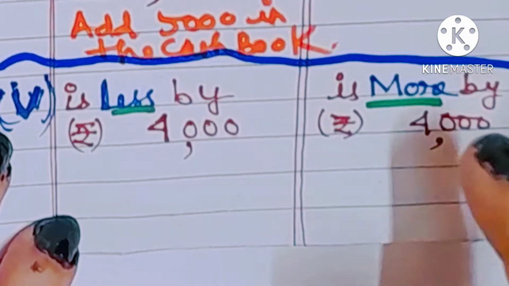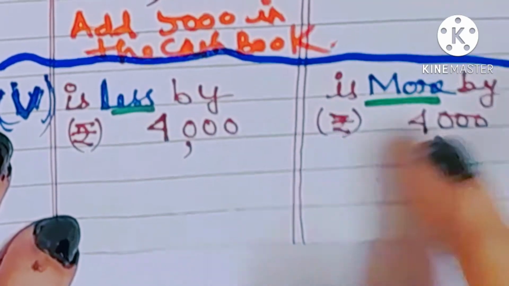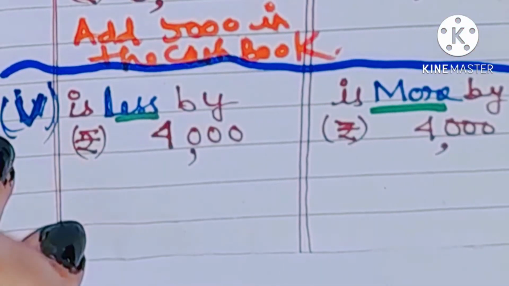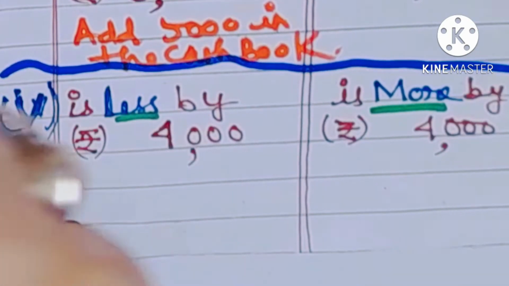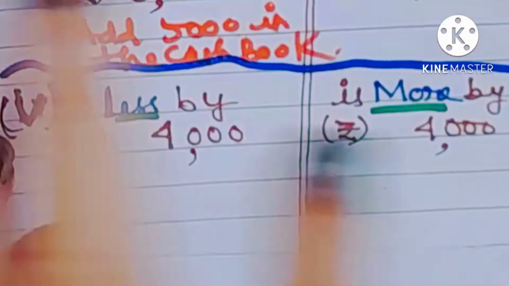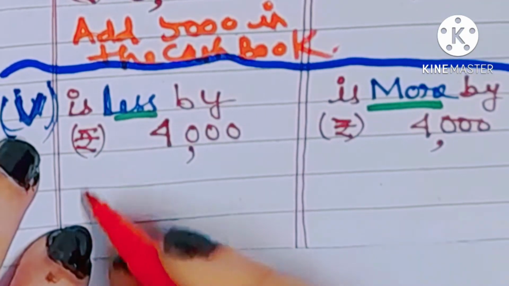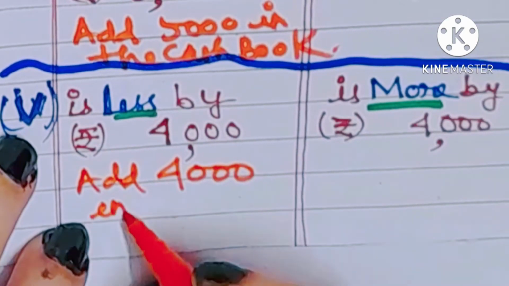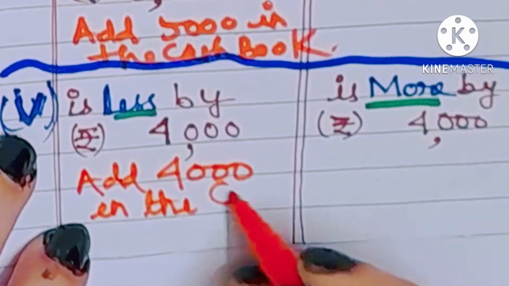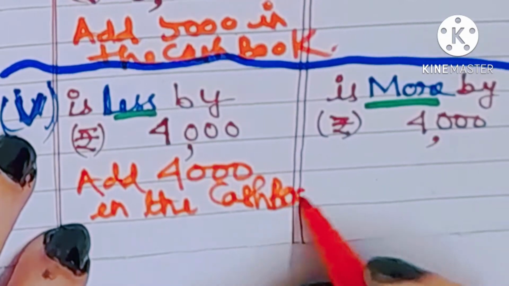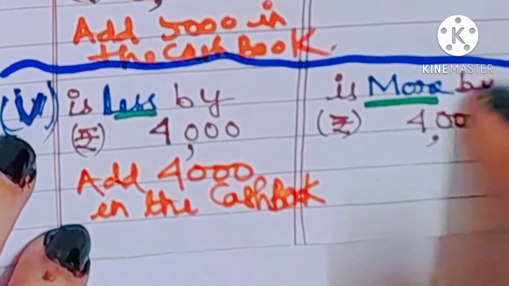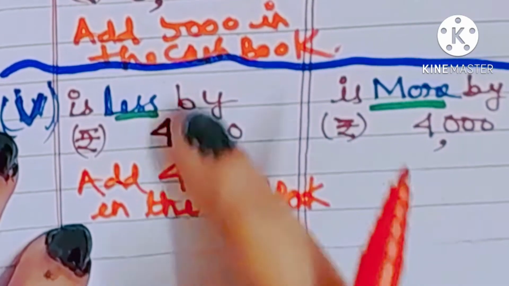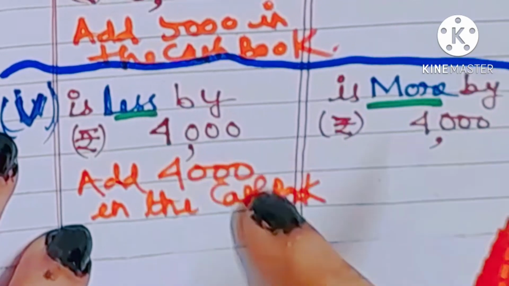So what is our job? Our job is to make the cash book balance equal to the passbook. We cannot touch the passbook because in the problem the cash book has been given to us. So we can only make changes to the cash book. So we got to add rupees 4,000 in the cash book. Okay? Simple, because passbook balance is more by rupees 4,000 and cash book balance is less by rupees 4,000. If you add 4,000 in the cash book, the balance will be equal to the passbook balance.